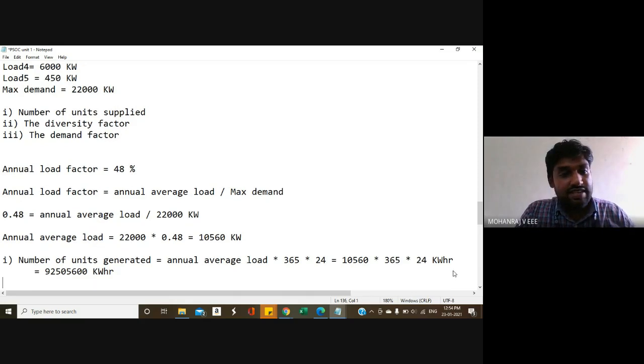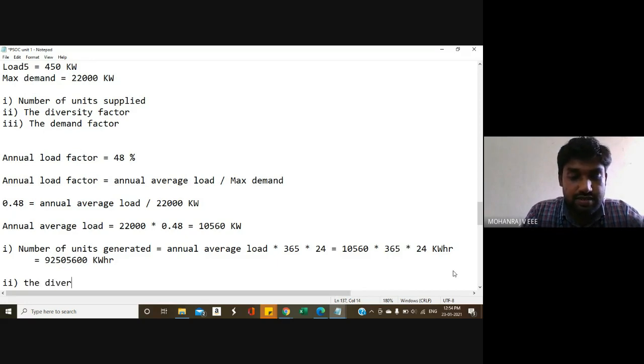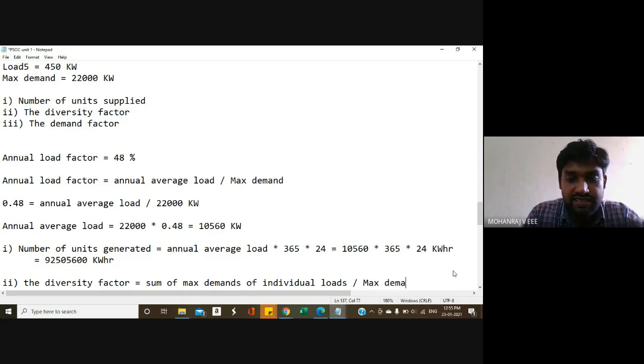Fine. Then the second unknown. What is the second unknown? Diversity factor. What is the formula to find the diversity factor? You know the formula. It is the sum of maximum demands of individual loads divided by the maximum demand of the plant or of the power system.